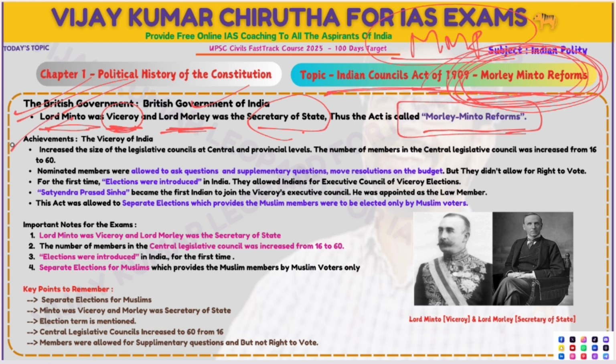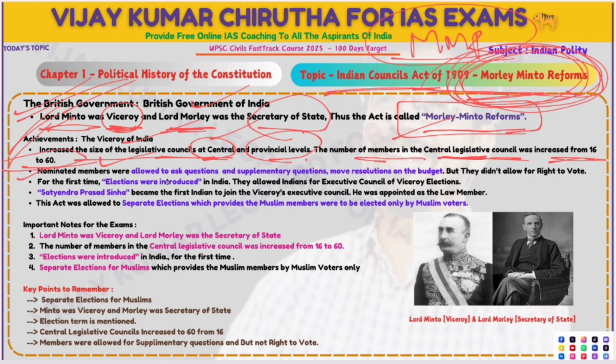So, what are the achievements of this act? It increased the size of the legislative councils at the central and provincial level. The number of members of the central legislative council was increased from 16 to 60.